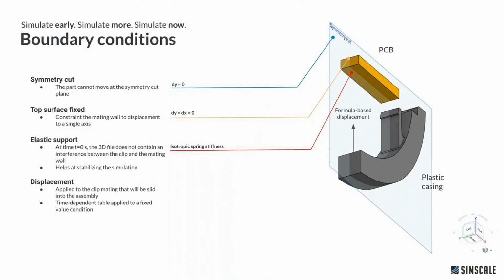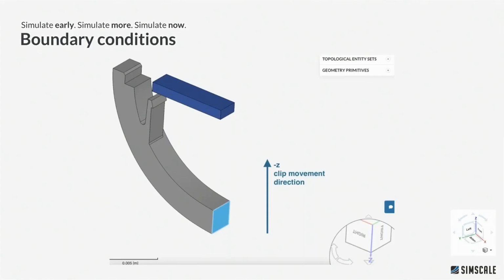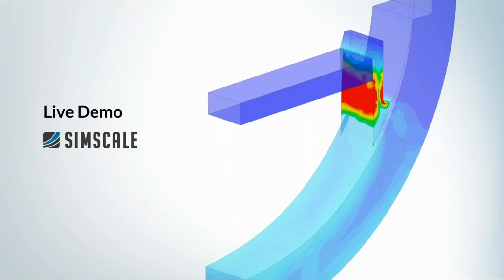Finally, we set an elastic support at the electronic board because it doesn't touch the plastic part at the initial step. So these two parts are apart from each other at the time t equals 0. So we need to set this to stabilize the simulation and to keep the PCB from floating in the schematics. Then we can move on to the demonstration of this simulation.